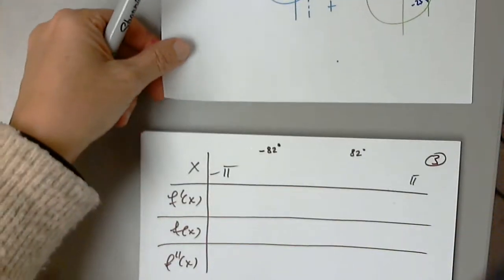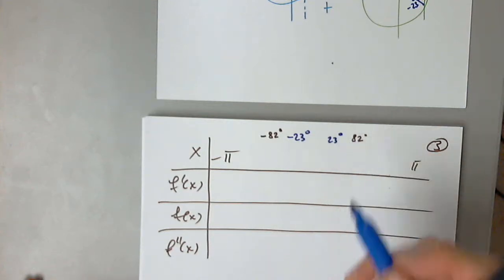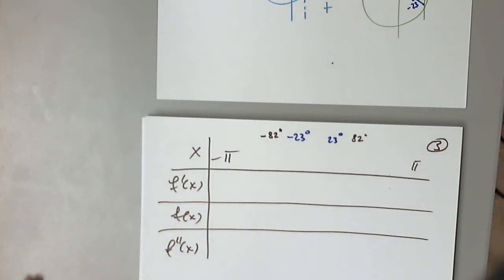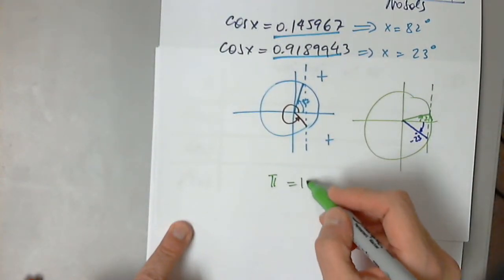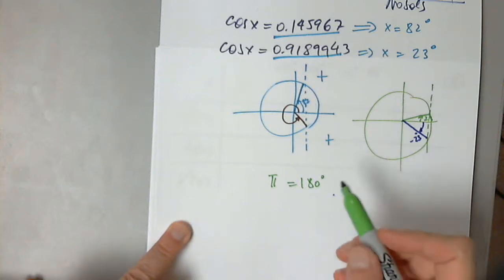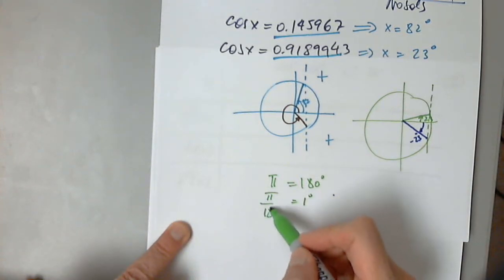So back to the table, I have to write negative 23 degrees and 23 degrees. So I have 4 entries to make, but they have to be in radians. So I have to change them into radians. Remember the conversion: pi radians is 180, so 1 degree in radians is pi over 180.